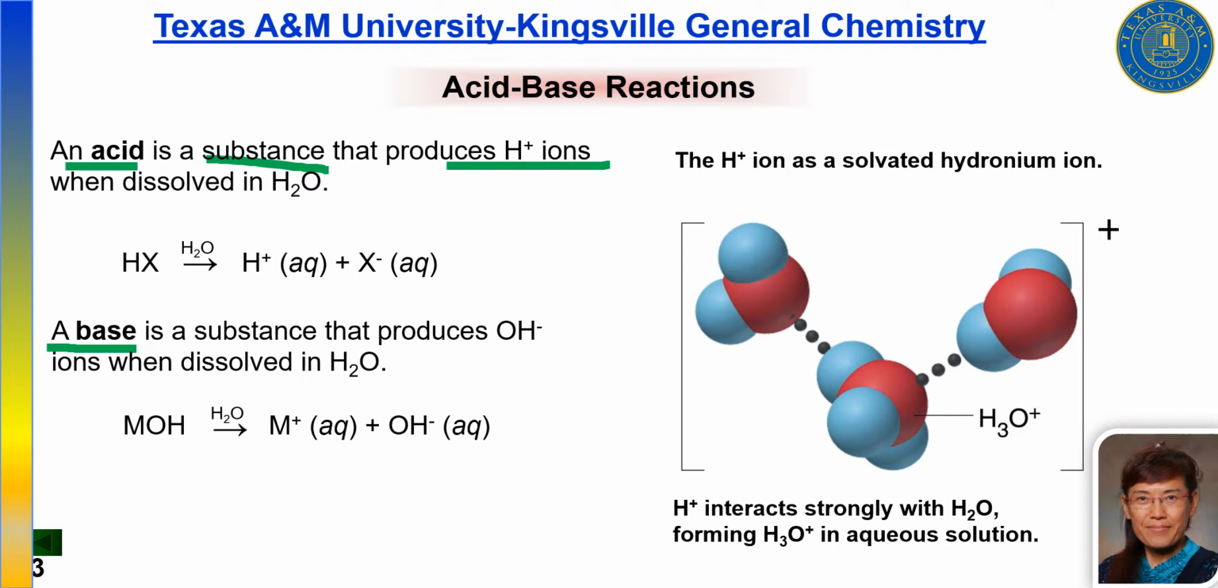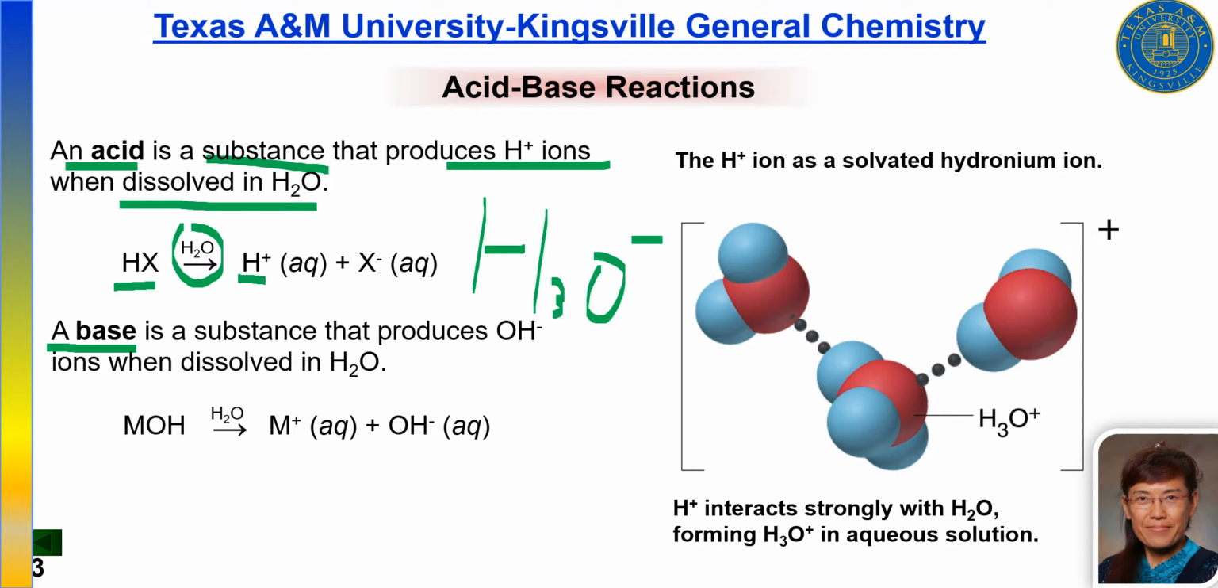When this substance is dissolved particularly in water, the reaction can be written down as the HX reacted with water produce protons, or sometimes we also write it down as hydronium, H3O+, like what we showed you in this chart. And then you produce this proton, which is in aqueous, and also an X negative. This X negative is called the conjugate base of your acid.